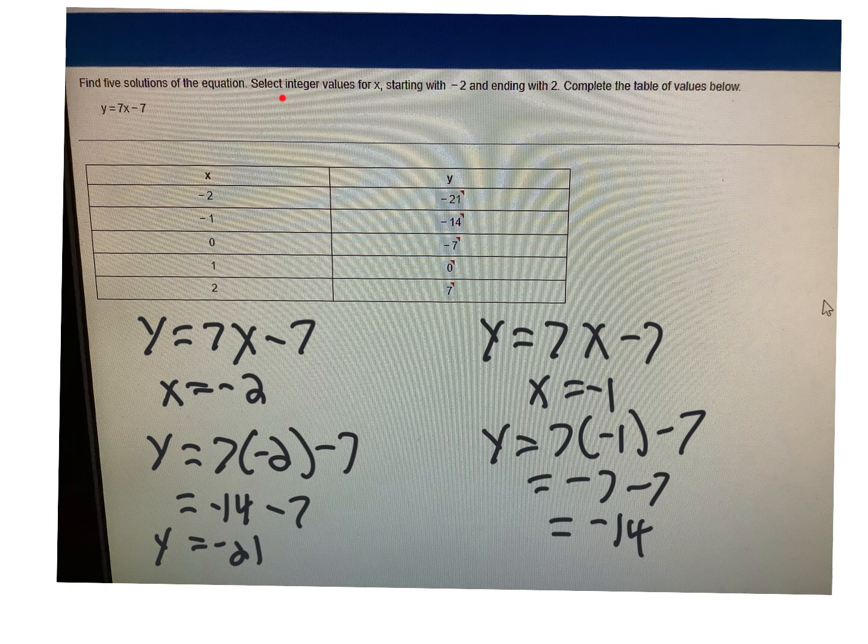Find 5 solutions to the equation. Select integer values x starting with -2 and ending with +2. Complete the table. So we're given the equation y equals 7x minus 7. It's an equation with 2 variables. So we're given the values of x, and we want to find these values of y.